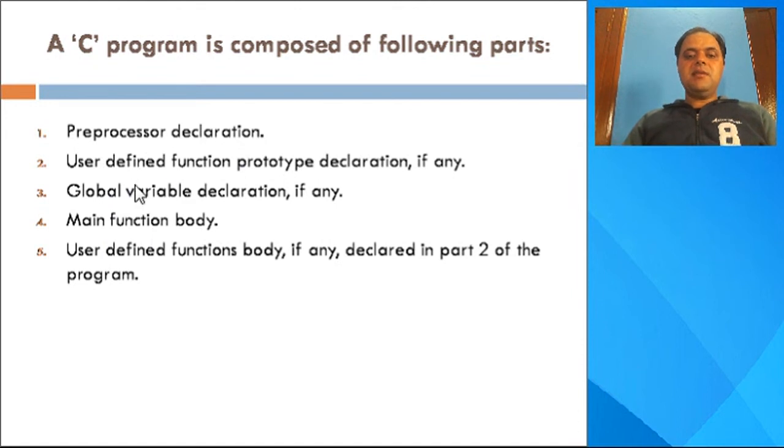Steps 2, 3 and 5 are not necessarily required. If we have to use a function, then we have to declare it here. And if we have declared the function in step 2, then step 5 is required, where we have to write the definition of the function. Step number 3 is global variable declaration, if we have to declare a variable globally.